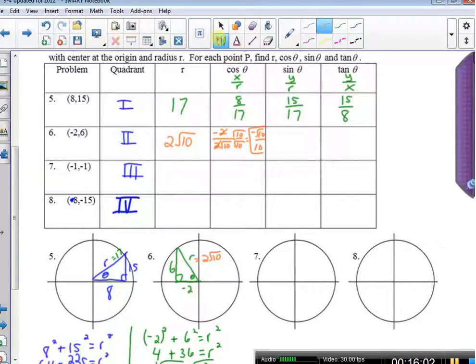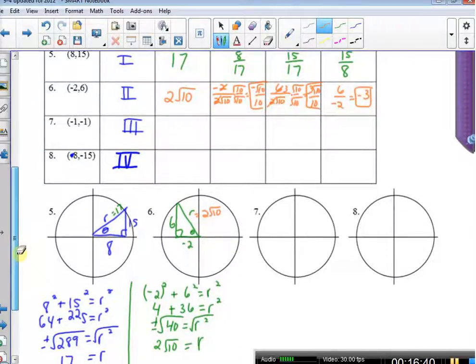Sine theta is y over r, so that's 6 over 2 radical 10. We're in quadrant 2, so sine should be positive there. So 6 and 2 cancel to 3, multiplied by radical 10 over radical 10, and you get 3 radical 10 over 10 for this one. Tan is going to be negative again because you're in quadrant 2. So y over x is just 6 over negative 2, which is negative 3.